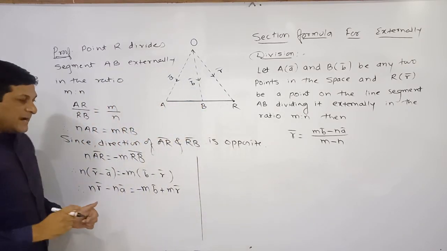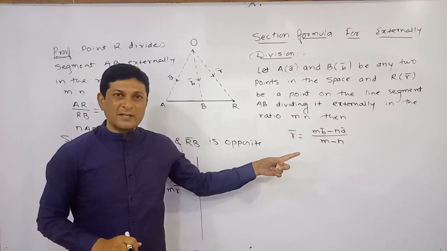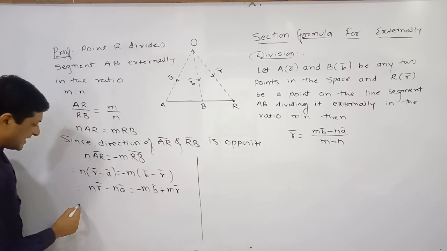So now let us simplify it. In our required result, on one side terms of A bar and B bar are there and on another side terms of R bar are there. So first we are collecting the terms of A bar and B bar.